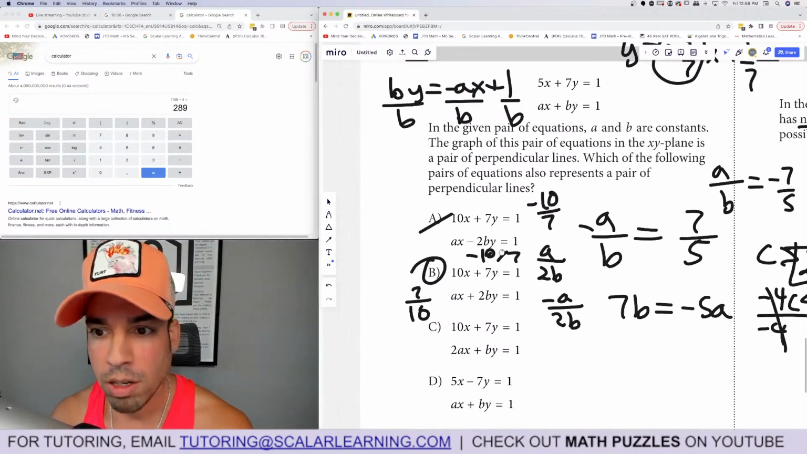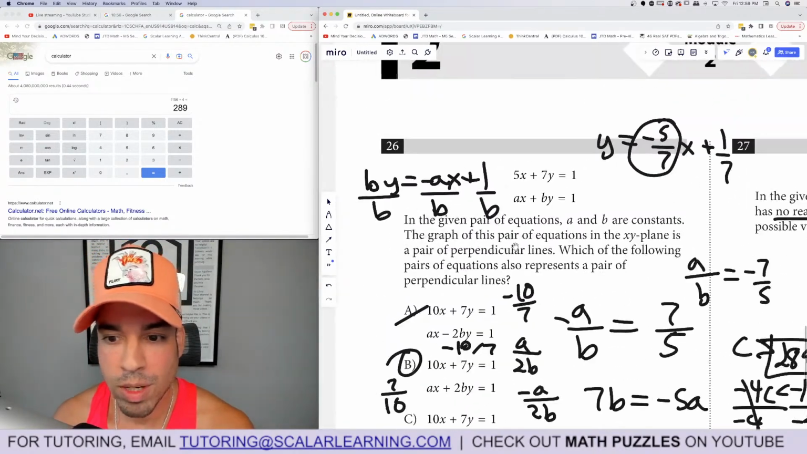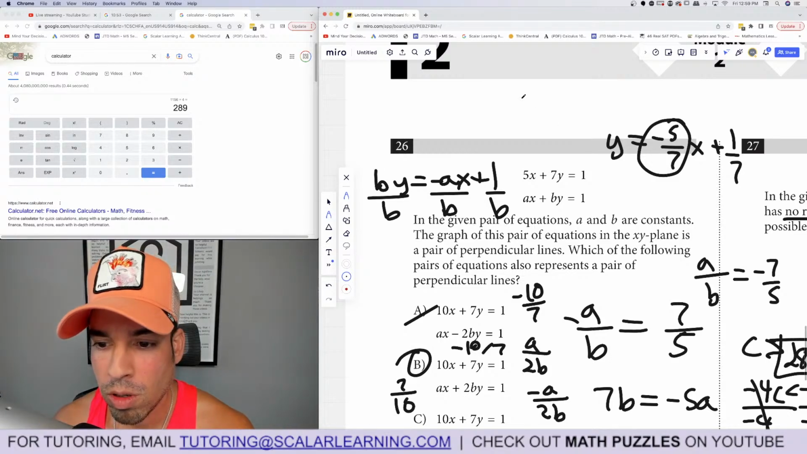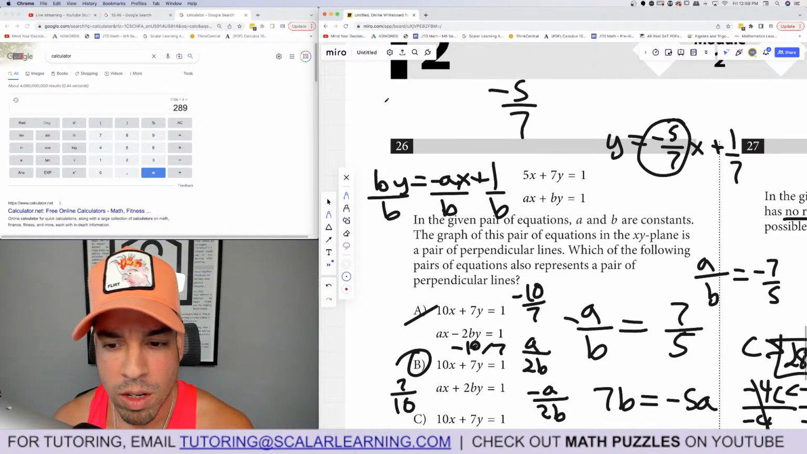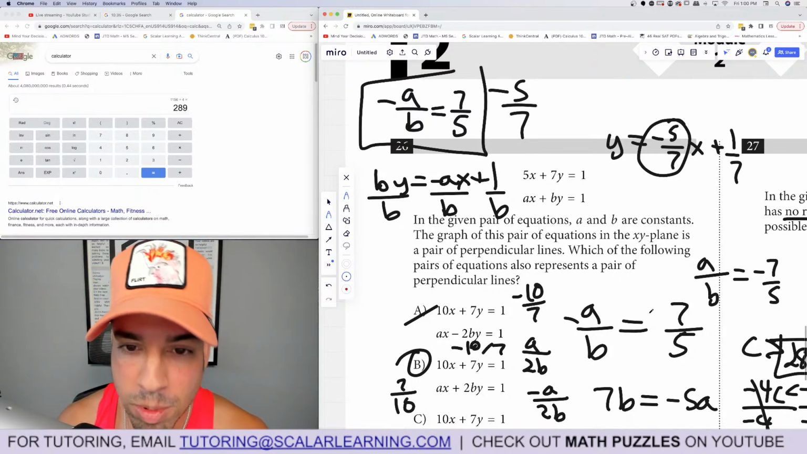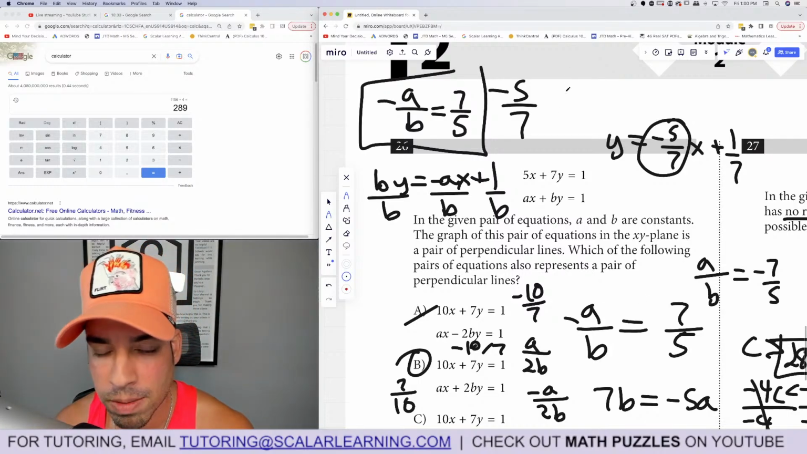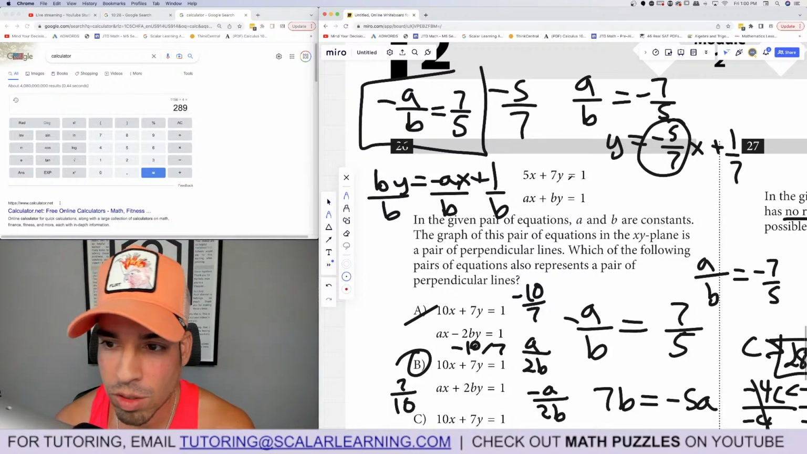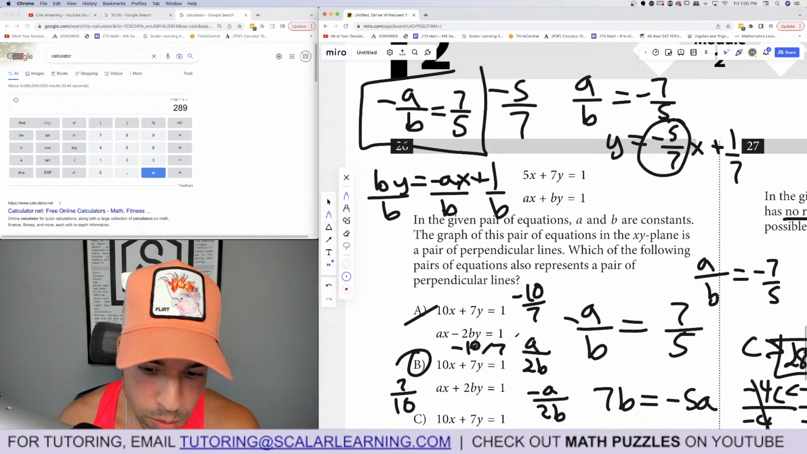Let's just double check. Once again, I'm going to make sure we have the right value here. The slope of the top one is negative 5/7, and this one's perpendicular. So the slope is negative a over b, which has to equal positive 7/5. Negative a over b is positive 7/5. Beautiful. So that means a over b is negative 7/5.